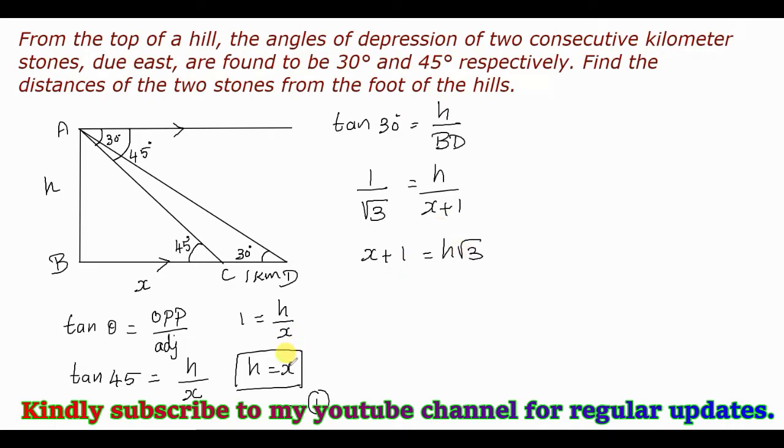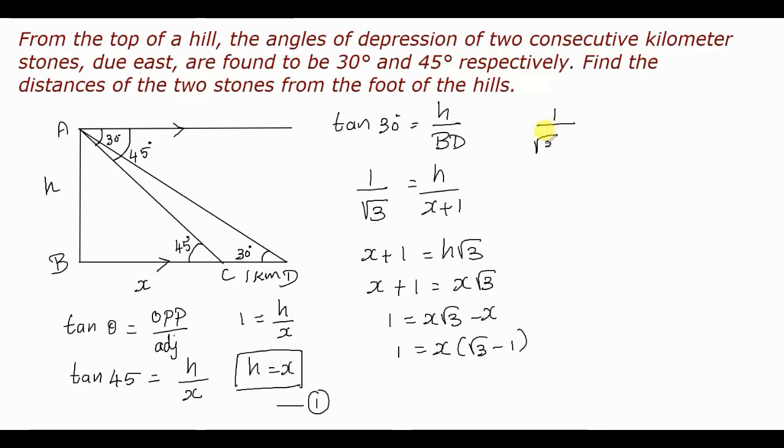Now substitute this value here. We need the distance from the hill to the stone, right? We need the value of x. So instead of h, we can substitute x. So x plus 1 will be equal to x root 3. Taking the like terms to one side, we will get 1 equal to x root 3 minus x. Take the common term out, so you will get x into root 3 minus 1. From this, we need to calculate your x value. Directly we can write this as 1 divided by root 3 minus 1, which is equal to x.